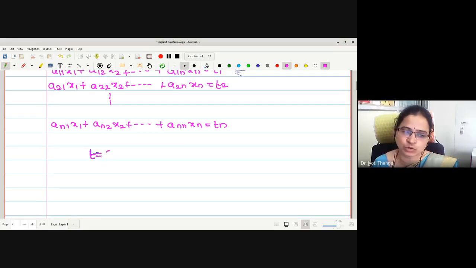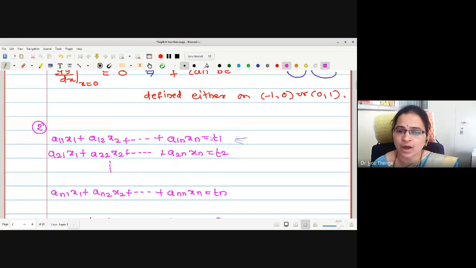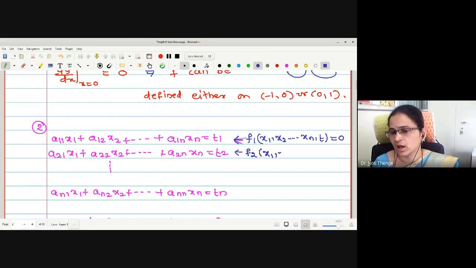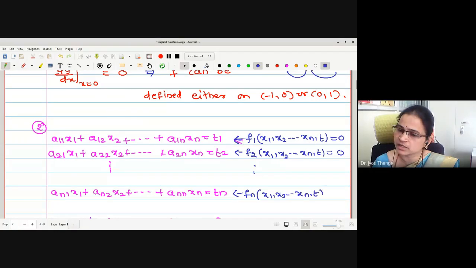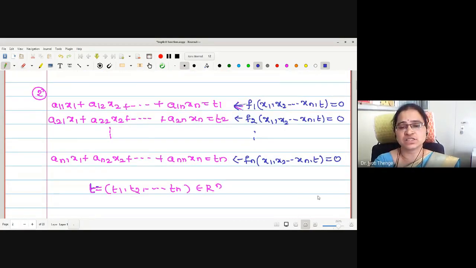Now this vector t I am going to write as all the right-hand side constants, t1, t2 up to tn. And no doubt this is a vector in a space R n. Now let me write this first function as f1 in terms of how many variables? x1, x2 up to xn and t equal to 0. What is the second function I am going to write? Let me write it as f2 of x1, x2 to xn and t is equal to 0. And the last, the nth function, x1, x2 to xn and t is equal to 0. Now we have a system of n equations.